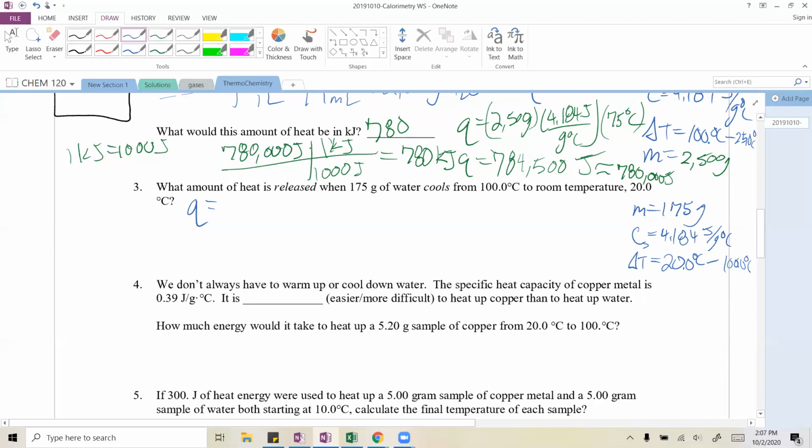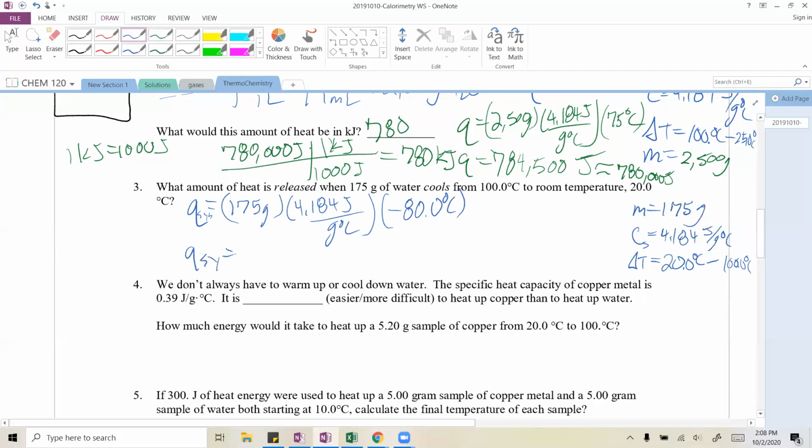Now the reason why is that this is going to get our heat to properly reflect whether we're gaining that heat or giving away that heat from the system to the surroundings. So the Q that we're concerned with is the Q for our system, not how much heat is being gained by our surroundings. So our mass is 175 grams. Our heat capacity is 4.184 joules per gram degrees Celsius. And our delta T is negative 80 degrees Celsius. So 175 times 4.184 times negative 80.